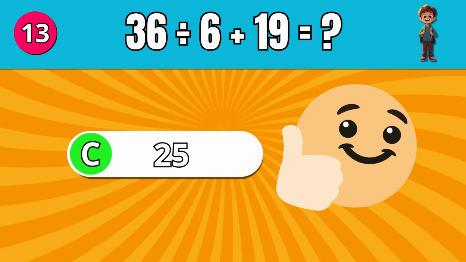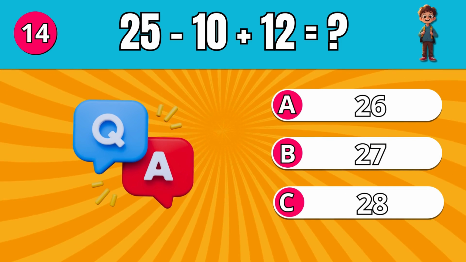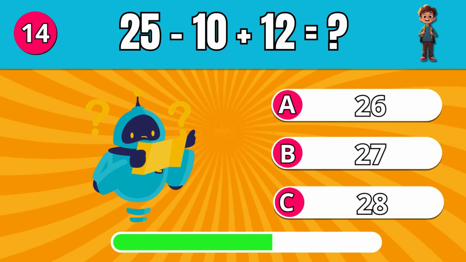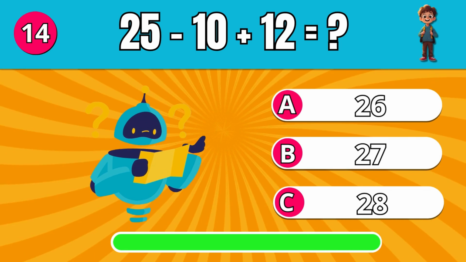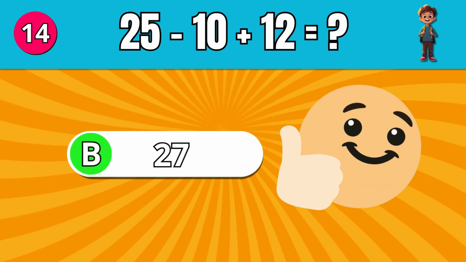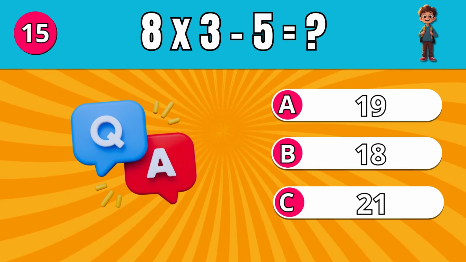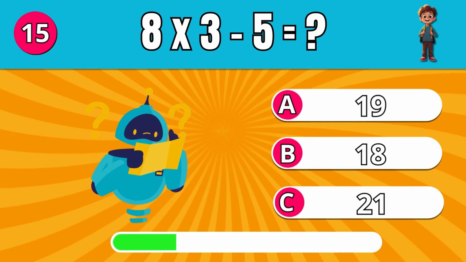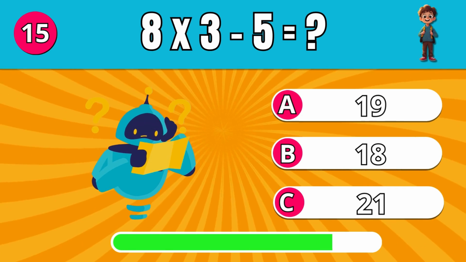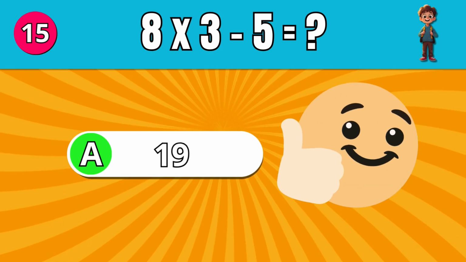B 27. What's the answer when you multiply? For the sum of the numbers. A 50.